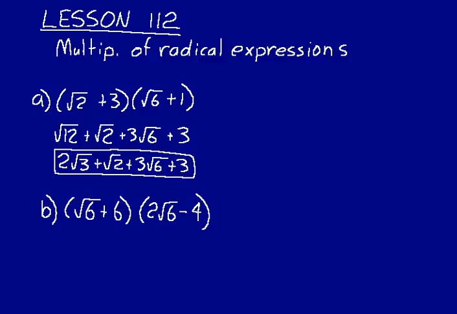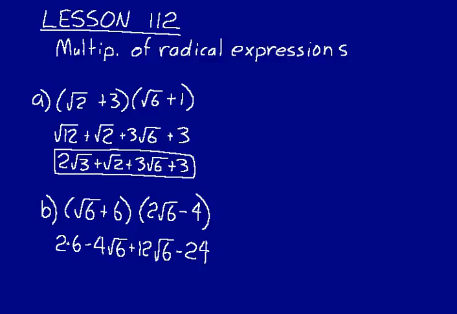Let's do another one. Just expand that out, starting with the square root of 6 on the left, and we'd multiply it by the 2 times the square root of 6. And so that would be 2 times the square root of 6 times square root of 6, which would be just 2 times 6. And then square root of 6 times a negative 4, that would be minus 4 times the square root of 6. And then we'll multiply the 6 by 2 times the square root of 6, and we get plus 12 times the square root of 6. Then we multiply 6 by negative 4 and get a negative 24.